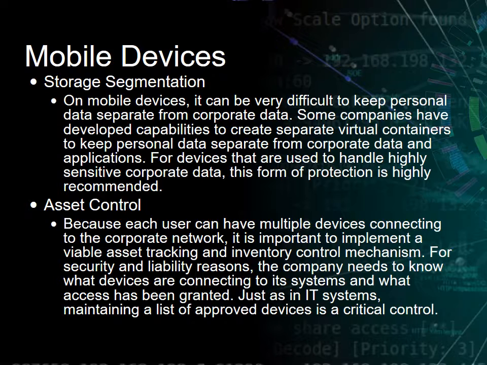Then there's asset control. Because each user can have multiple devices connecting to a corporate network, it's important to implement a viable asset tracking and inventory control mechanism. For security and liability reasons, the company needs to know what devices are connecting to its systems and what access has been granted. Just as in IT systems, maintaining a list of approved devices is a critical control. But you want to know who has tablets, who has phones, and any other devices that are connecting to your network.